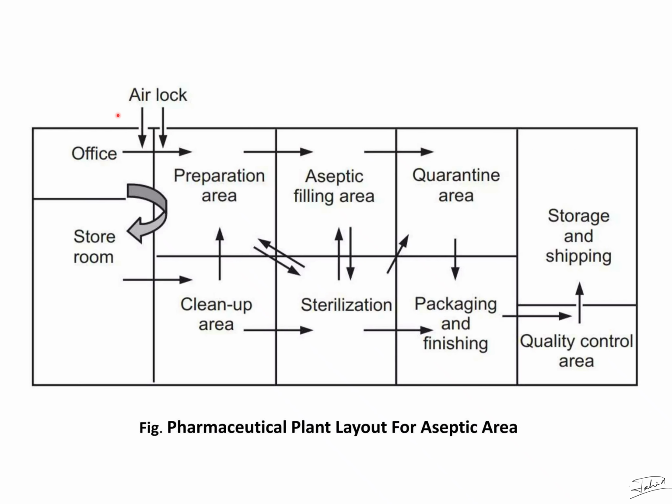We can see here, first of all, product is coming, then the preparation area. After preparation, we go into the aseptic area. Okay, in the meantime, sterilization is being performed. Then it is kept in the quarantine area. After filling and sealing, we do the packaging. Okay, after the packaging, we go to the QC area. And after that, it is shipping.